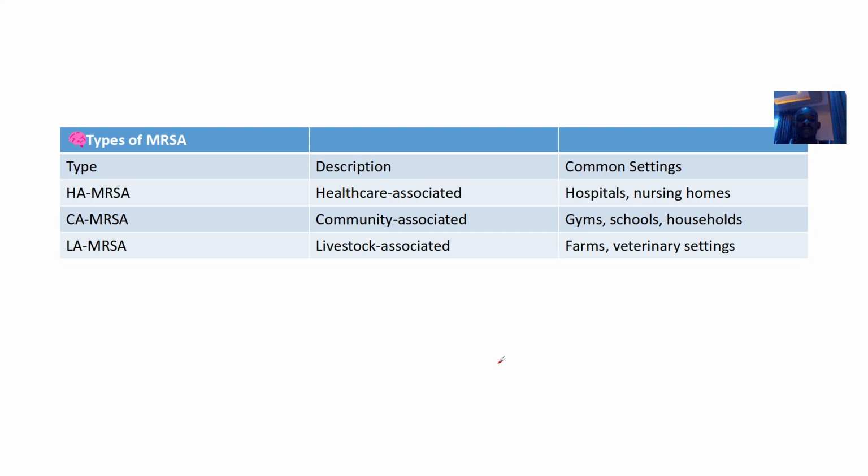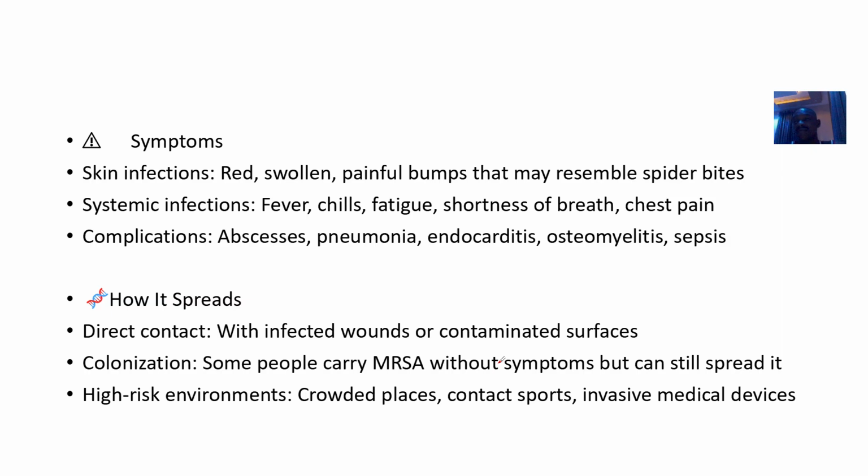Okay, so these are the types gotten from the healthcare. A type is gotten from the community. A type can also be gotten from livestock. Okay, that's people that are in veterinary settings and all of that. So if you are infected by a methicillin-resistant Staphylococcus aureus, what could be the possible symptoms?